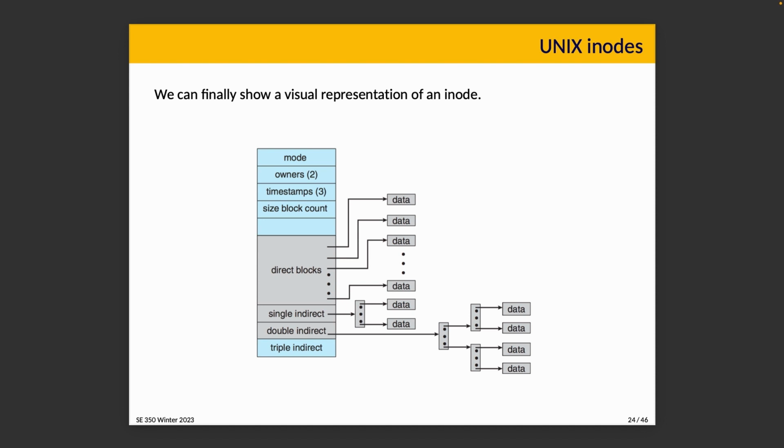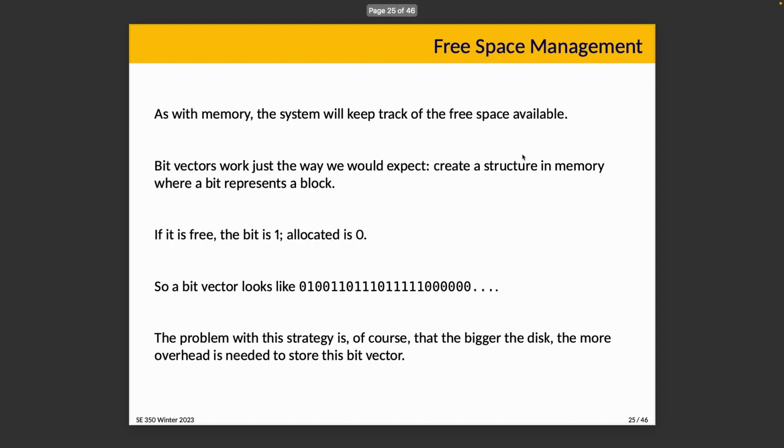Okay, so that gives us a good idea of the disk allocation mechanisms. We're also going to talk just briefly about how we keep track of free space. Whatever system we're going to use, we do have to keep track of available free space. And bit vectors work just the way that you would expect. You create a structure where a bit represents a block, and if it's free, you could say the bit is 1, and if it's allocated, it's 0, or you could choose a different convention if you wanted. The strategy is fine, but one of the difficulties is that the bigger the disk, the more overhead is needed to store the bit vector.